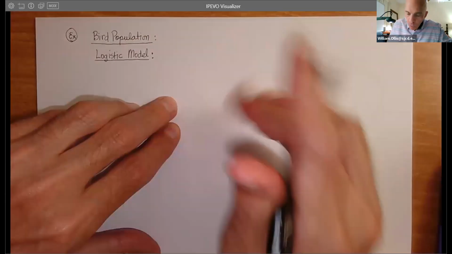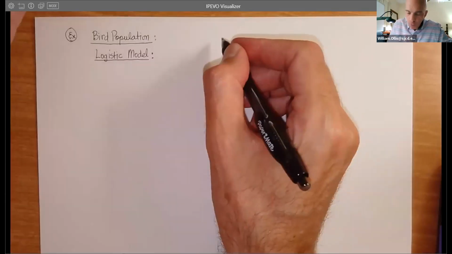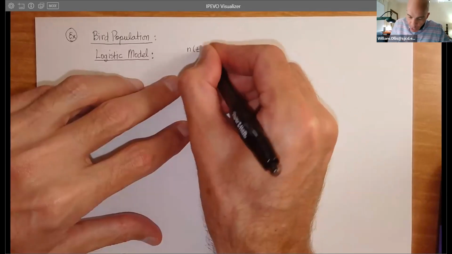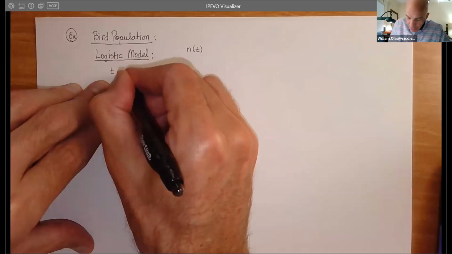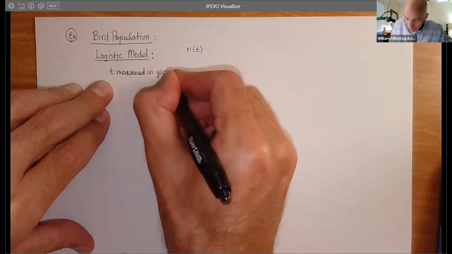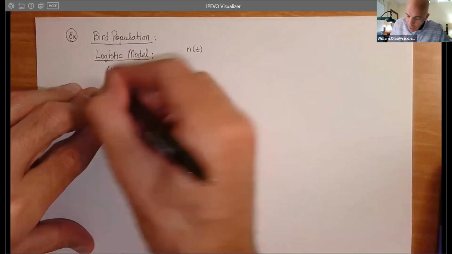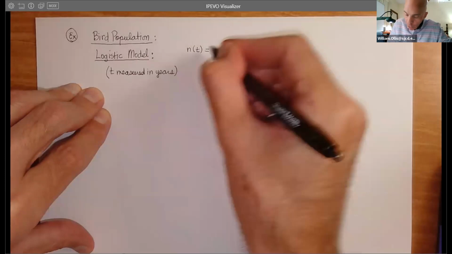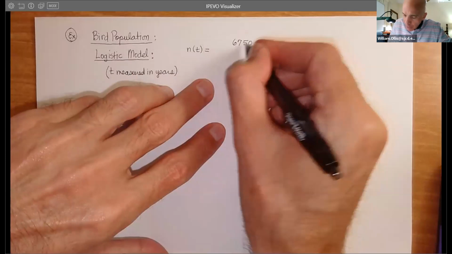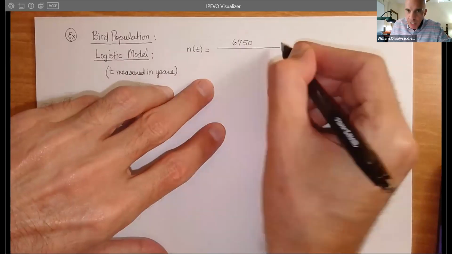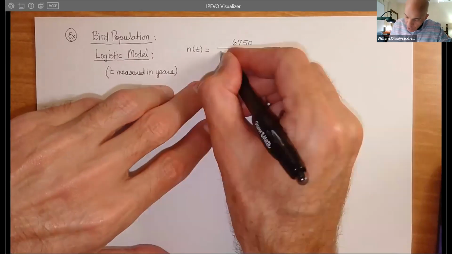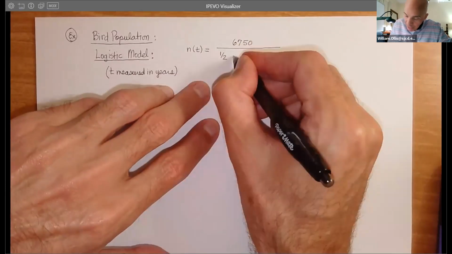Now, what does the solution curve look like? In this case, the population N of t, with t measured in years. And so we're going to say the bird population has this solution curve, 6,750. I've converted the decimals to fractions at least, but not the power of the exponential. That's really not as important. These other numbers, we need to have them clean and easy to use.